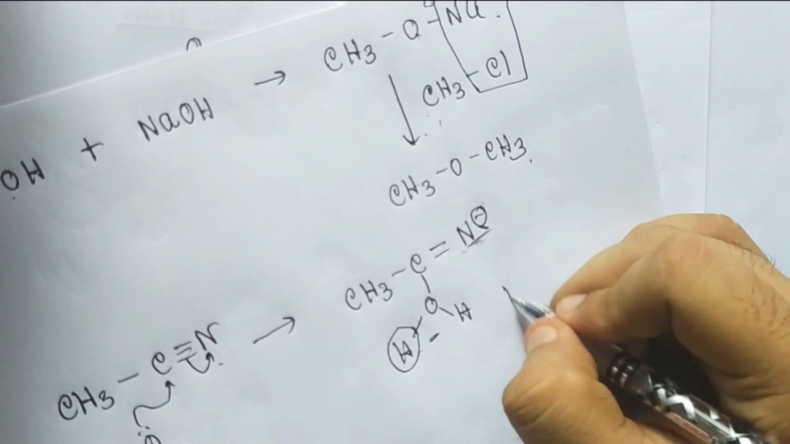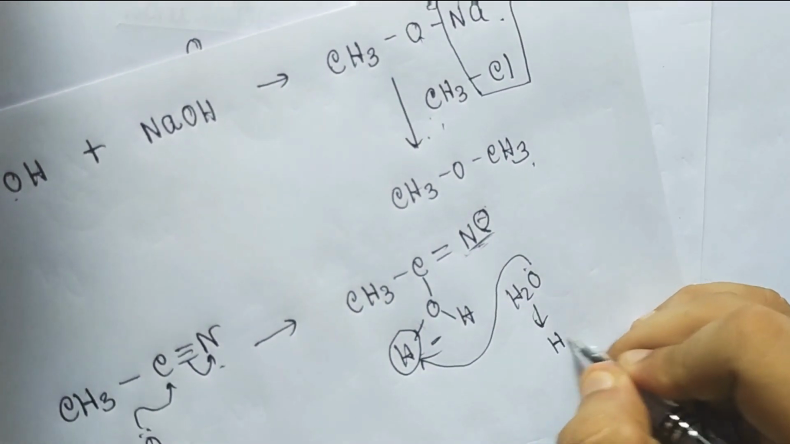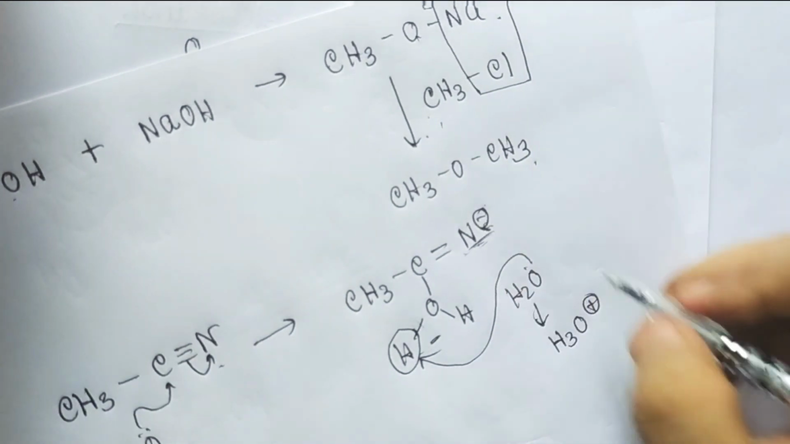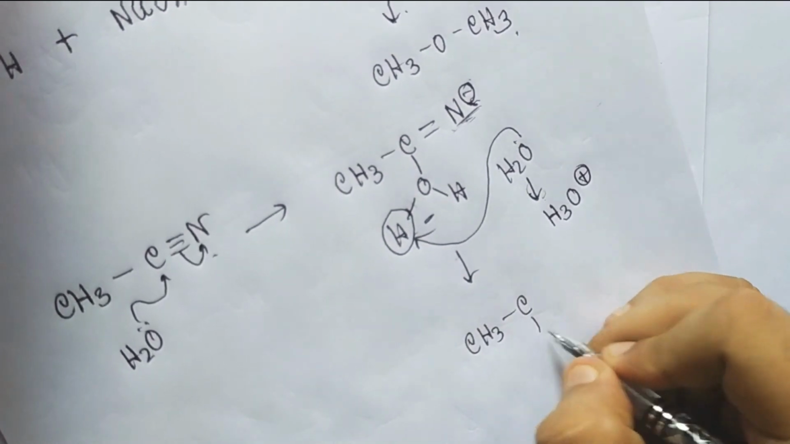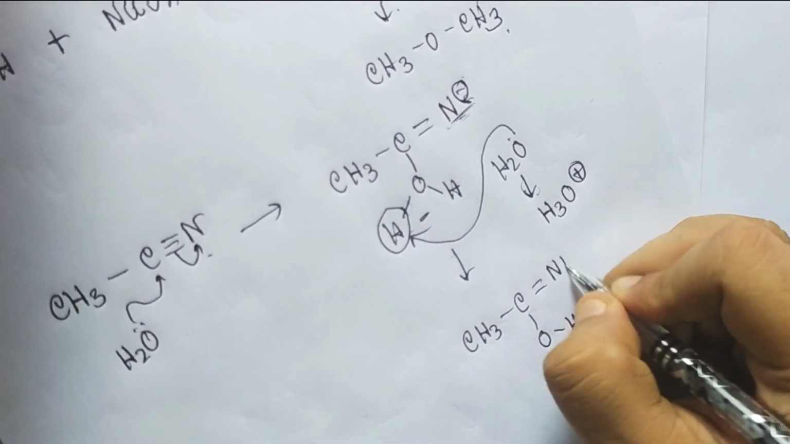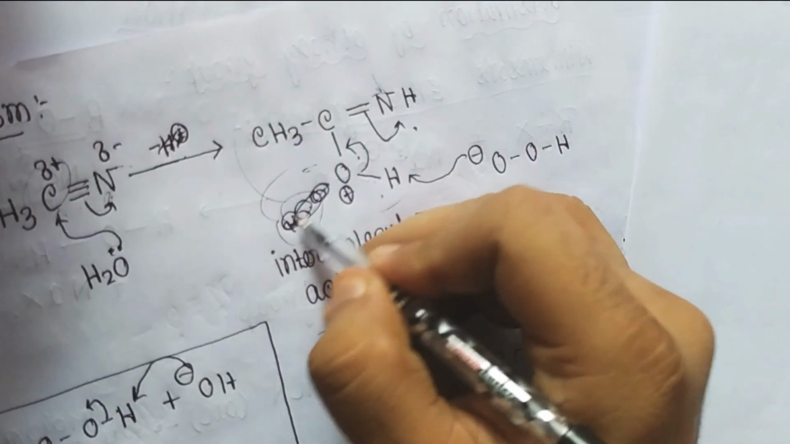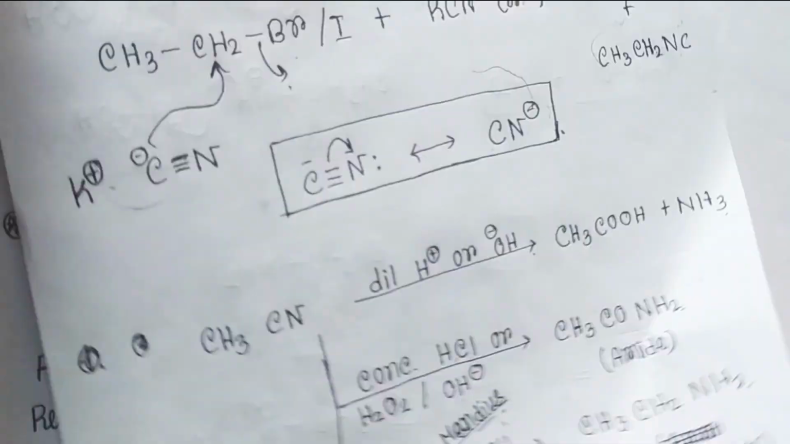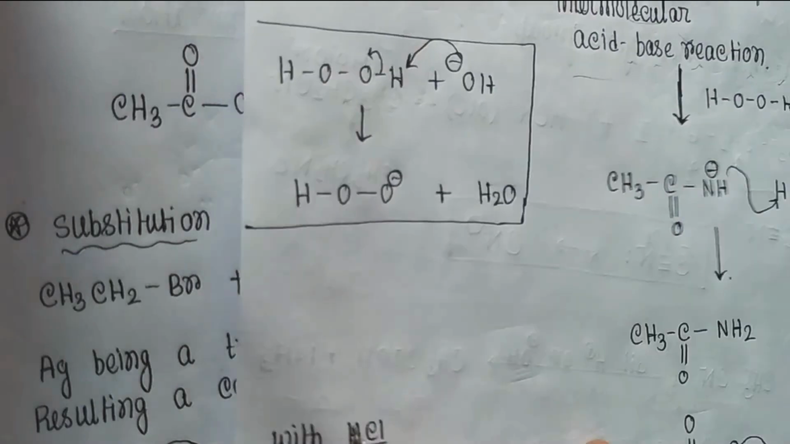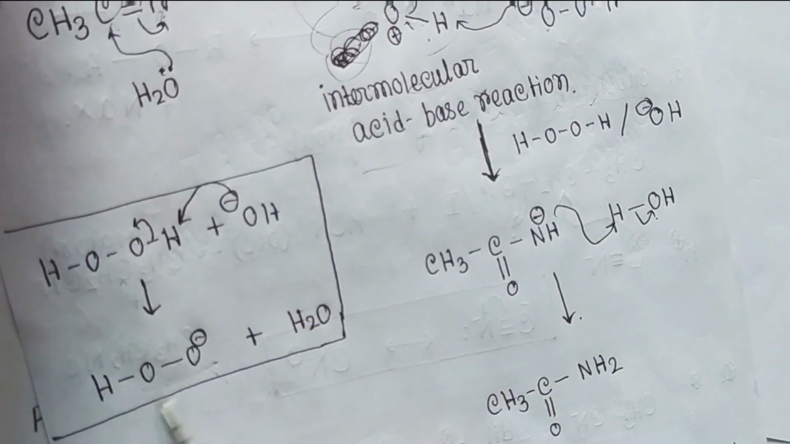It happens with the help of water. First, water takes up the hydrogen and becomes H3O plus, and after that nitrogen takes up the hydrogen from H3O plus to give us this product, CH3C(OH)=NH. This is how we are getting this thing, and this is called an intermolecular acid-base reaction. So we are getting this as a product. After that, this H2O2 and OH minus, which were there, work together: OH minus as a base abstracts this hydrogen to make this as a product.